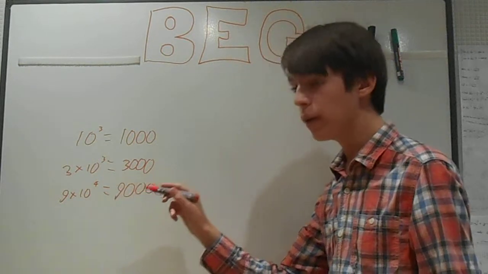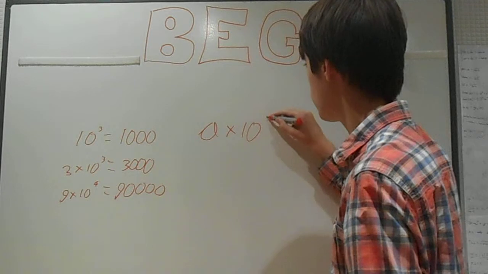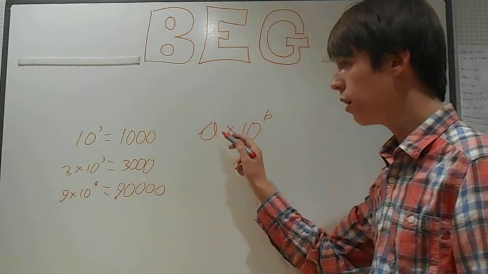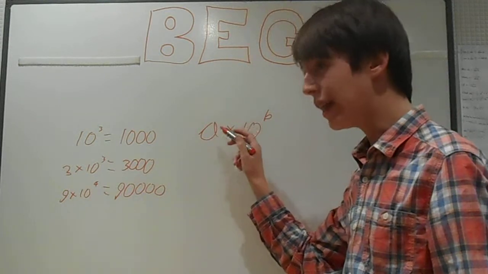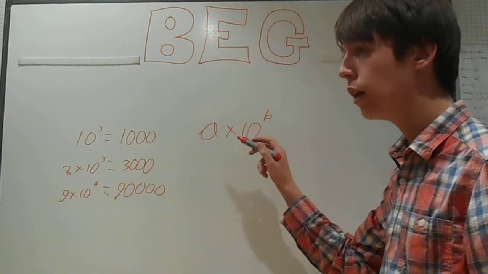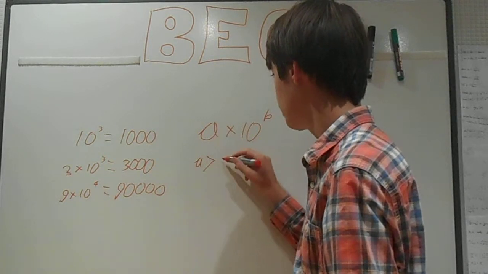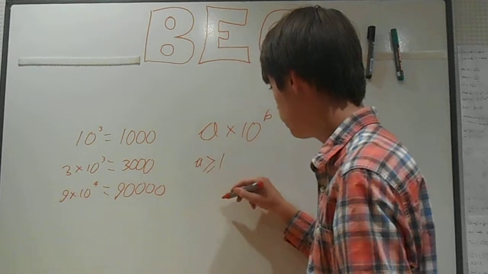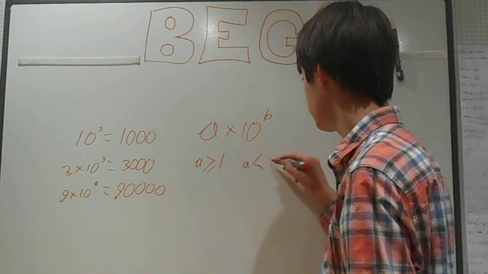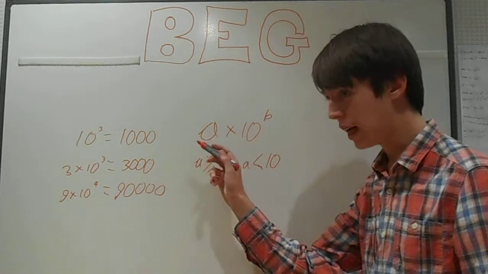So, standard form is anything written in the form a times 10 to the power of b, where a is a positive number, b can be negative, but in that case the number is smaller than 1, and where a is greater than or equal to 1, but a is less than 10. Okay? So that means that a is a number between 1 and 10.